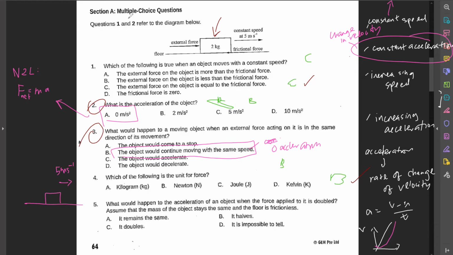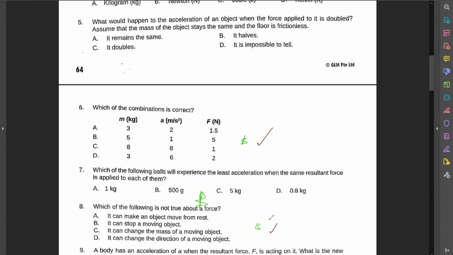But because of what I brought up, they say you use an external force. That means the force is no longer 0. So this force will cause acceleration. In some sense, that means the object will now accelerate because of the force that is applied. So answer C.